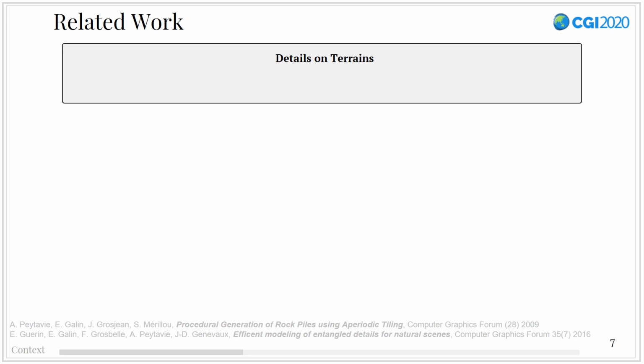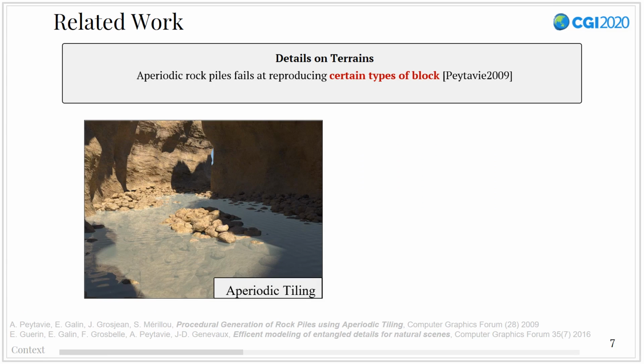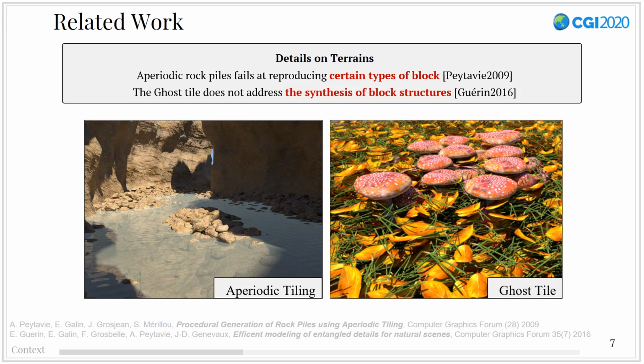There are other methods to add details to terrains based on mesh decoration. Aperiodic rock tiling was introduced to create rock piles commonly found at the bottom of cliffs. This method doesn't follow a fracturing model and therefore fails at generating certain types of blocks. The ghost-style approach can be used to create entangled piles of objects from 3D models. This work does not address the synthesis of block structures.